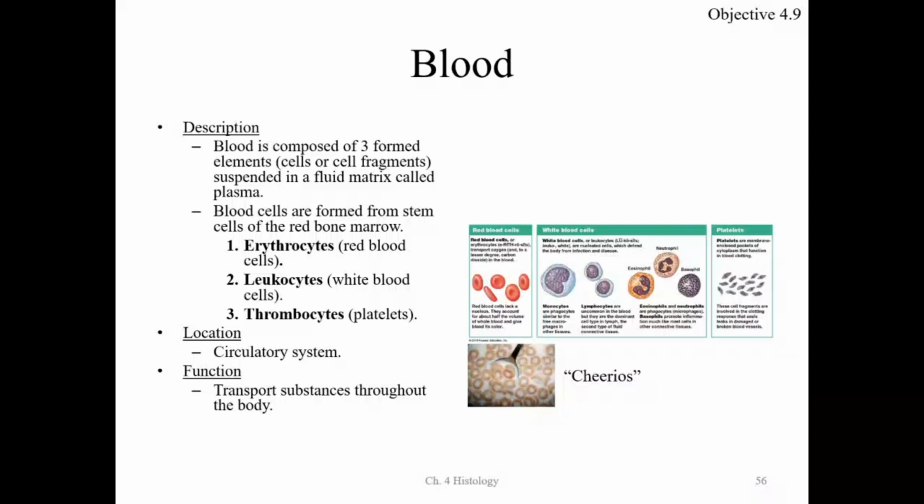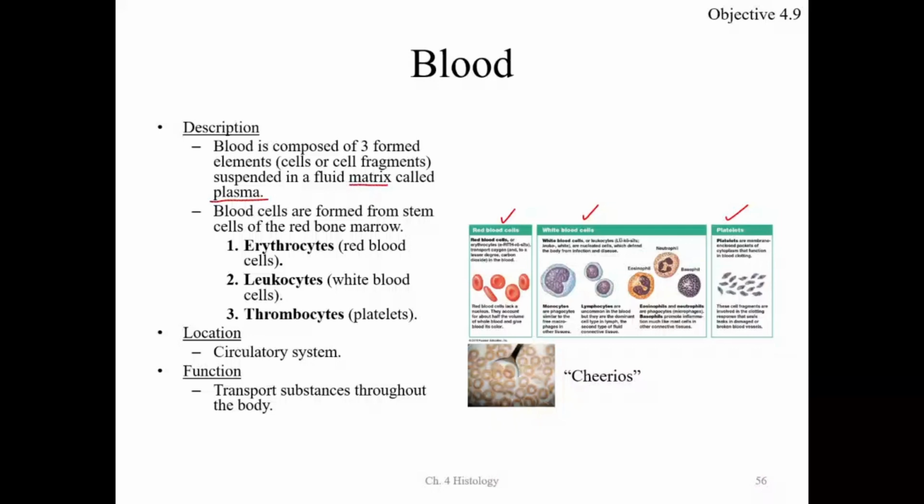Blood, we have three kinds of what we call formed elements. Red blood cells, white blood cells, and platelets. And they're going to be like the little bits of cereal floating in the milk. The cells will be the cereal. The milk would be the plasma. And because the milk is outside the cells, plasma is outside the cells, that is the extracellular matrix. The extracellular matrix, the fluid matrix of blood, is called plasma.